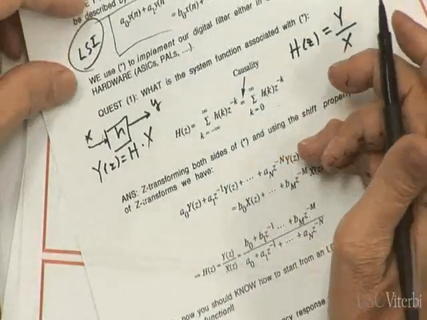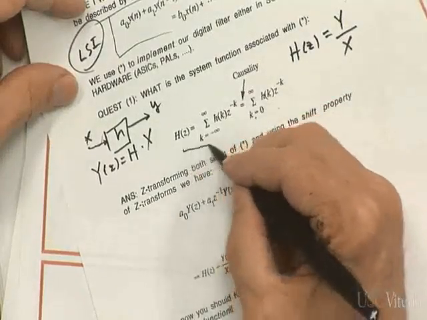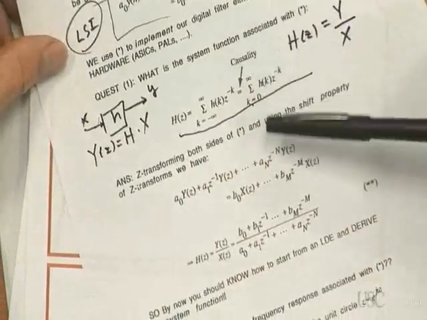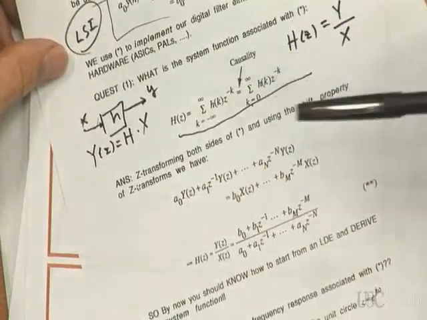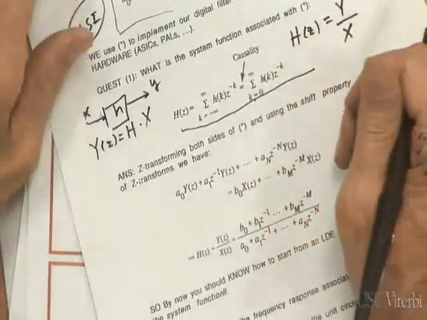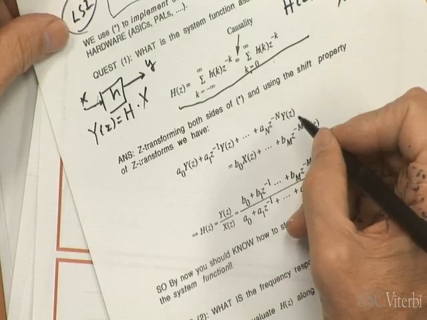So let's look at H of z. Well, here's the definition of H of z. It's a sum from k equals 0 to infinity of the impulse response h of k, z to the minus k. Why k equals 0? Because it's causal. h of k is 0 for k less than 0.